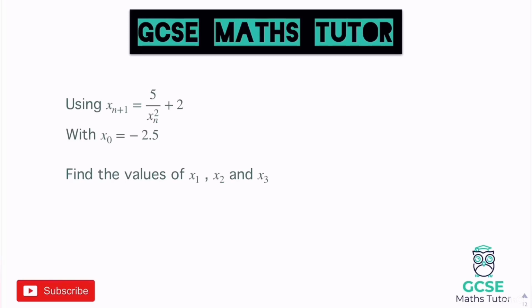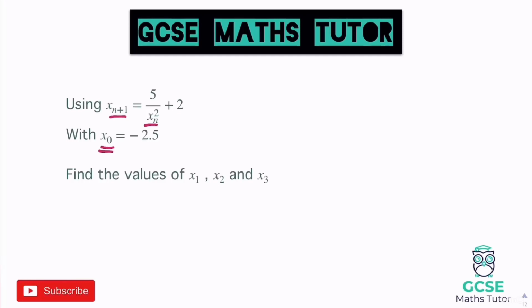Now this little n plus 1 here just means to find the next estimate. So if you read that in words, it says to find the next estimate, you do 5 divided by, and this little xn here means the current estimate, so the current estimated solution squared, plus 2. And then it says with x naught, and x naught just means your starting number, and it says start with negative 2.5. This is quite nice and easy actually when you do these. All you've got to do is sub that number into the equation. So don't be put off by the language here. That just means to find the next number.